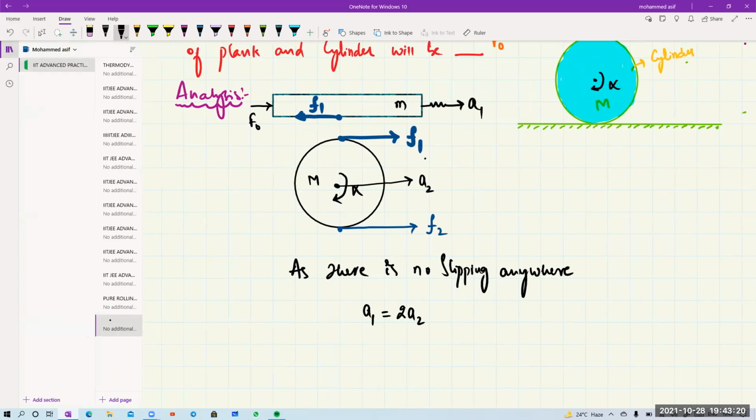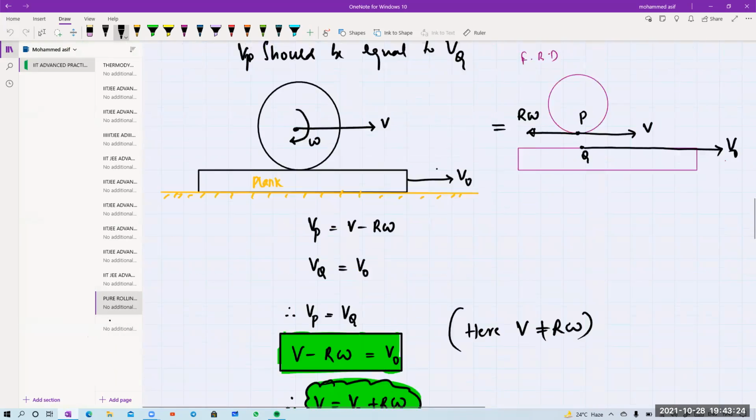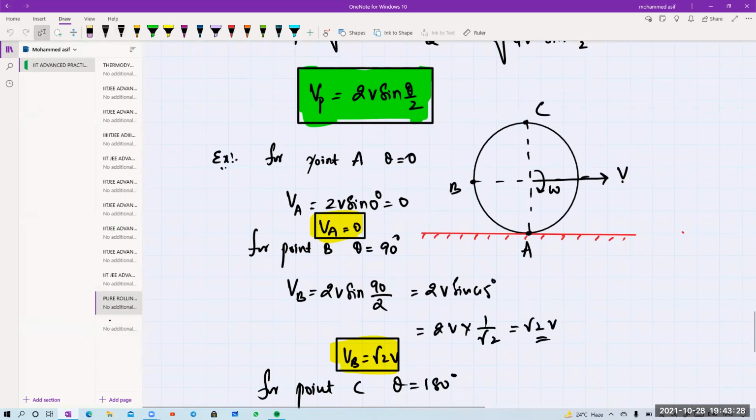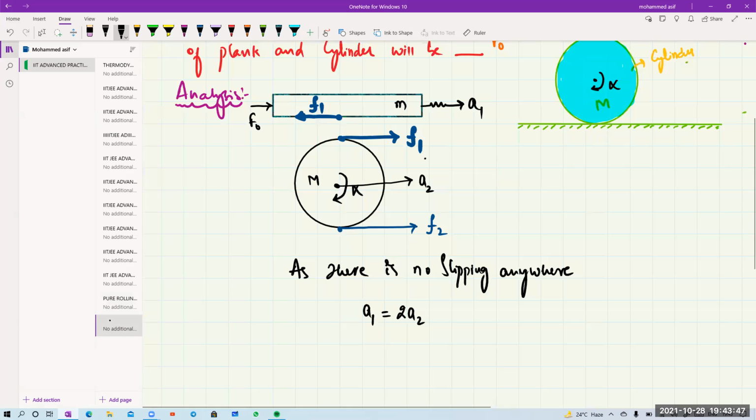Why? I'll show you. In the last section I told you, when the body is rotating in the given conditions like this, at the highest point of contact, like the point C, how much do we get? VC is equal to 2V. If I differentiate this one more time with respect to time, this will give me the acceleration. The acceleration at the highest point for pure rolling will be equal to 2V.